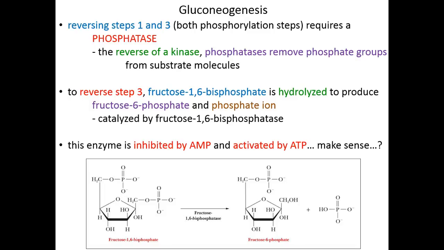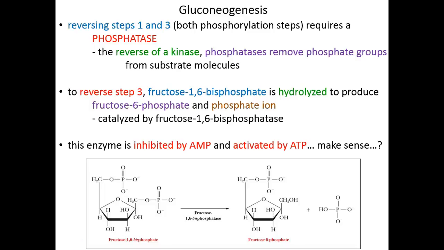Well, it makes a whole lot of sense if you think about it. If ATP levels are high, you should not be doing glycolysis. In fact, if ATP levels are high, perhaps you want to take whatever residual pyruvate your cell did make and reverse it back to glucose so it can be stored as glycogen.